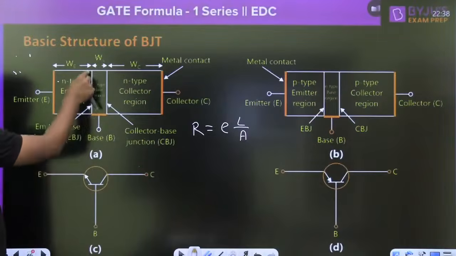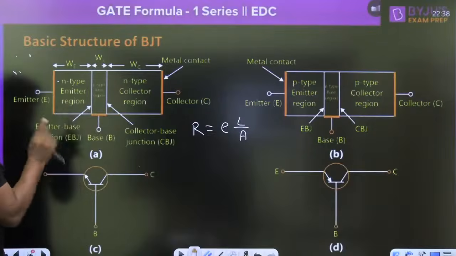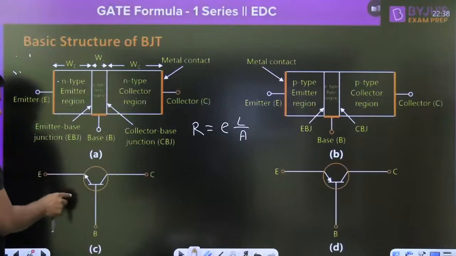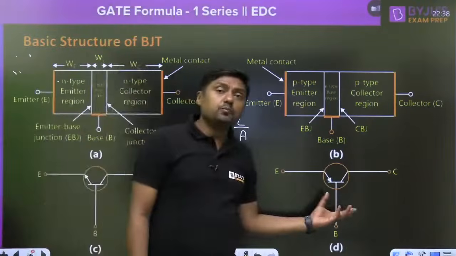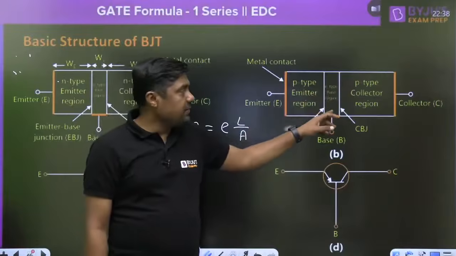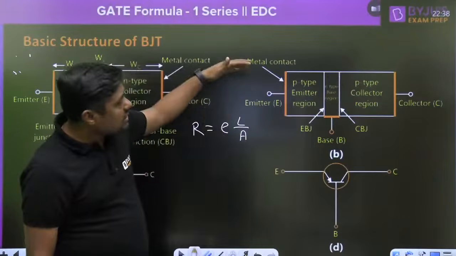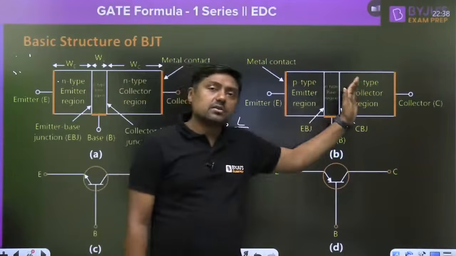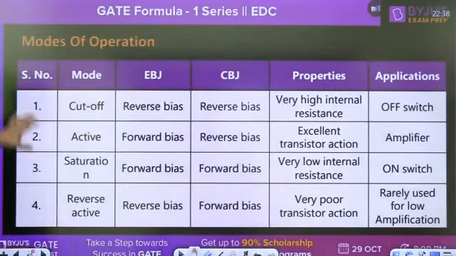Now this is called the emitter base junction, and that is called the collector base junction. This is the symbol for an NPN transistor, and that is the symbol for a PNP transistor. P type emitter, N type base, P type collector. The emitter acts as source, the collector acts as sink. That is the diagram. Now, modes of operation: cutoff, active, saturation and reverse active.